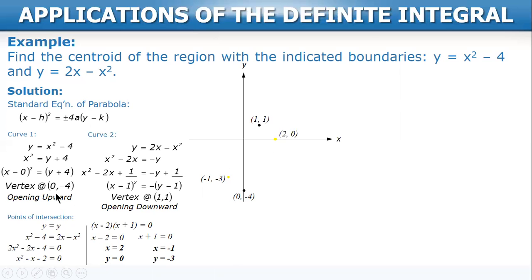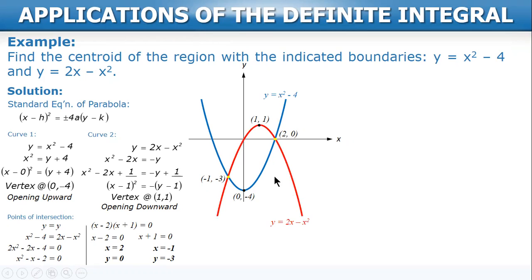Okay, so we have opening upward, vertex at 0, negative 4, and passes through these 2 points. We have this one. Opening upward, and then the second curve, vertex at 1, 1, open downward. Mga gisad sa red na points. So, this is the first curve and the second curve. Okay. This is the boundary region.